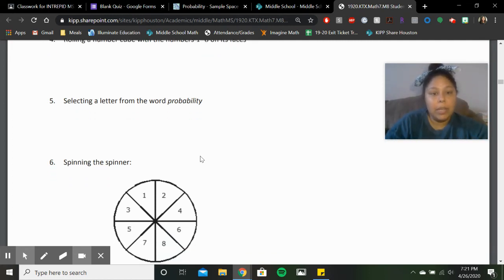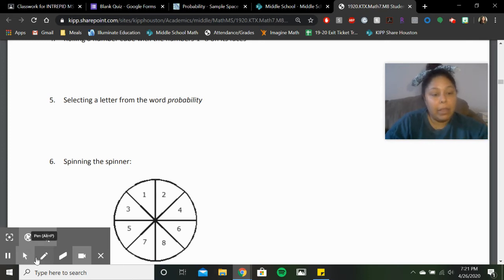The other thing you need to think about is the fact that in sample space, things don't repeat themselves. So looking at this word here, probability, there are 2 B's and 2 I's. That means that your sample space is not going to be probability spelled out. It's going to be P, R, O, B, A, I, L, T, Y, because those are the possible letters that you can get. You are not including anything that repeats itself.